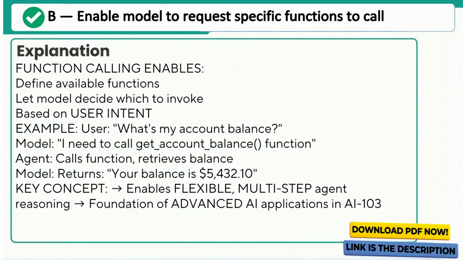Explanation. Function calling enables you to define available functions and let the model decide which to invoke based on user intent. Example. User: what's my account balance? Model: I need to call the get_account_balance function. Agent: calls the function and retrieves the balance. Model: returns, your balance is $5,432.10. Key concept: this enables flexible, multi-step agent reasoning. Foundation of advanced AI applications in AI-103.